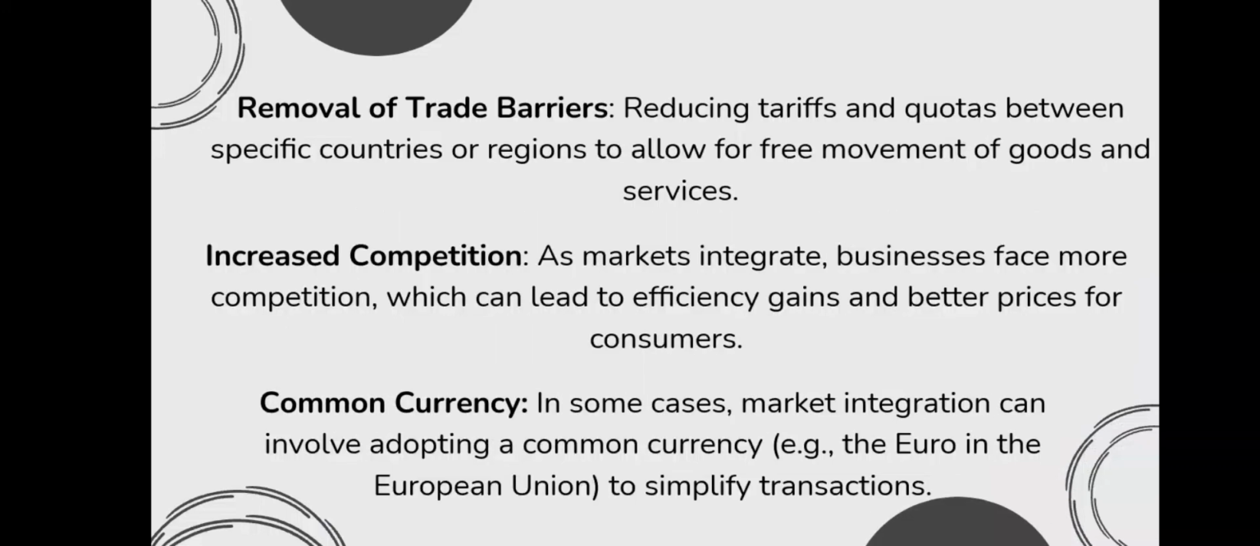Regional market integration can also include removal of trade barriers, which talks about reducing tariffs and quotas between specific countries or regions to allow for free movement of goods and services. So, this regional market integration involves reducing tariffs, of course.